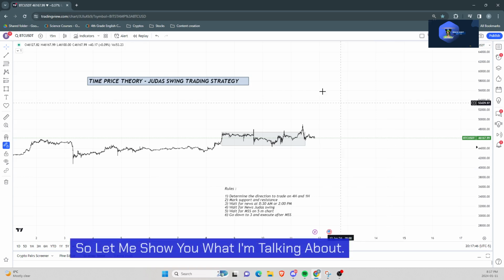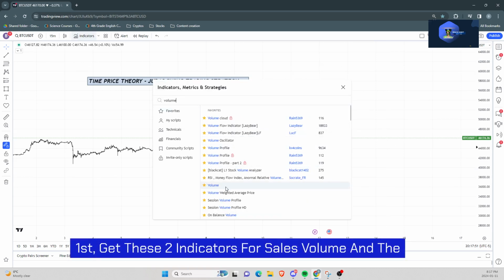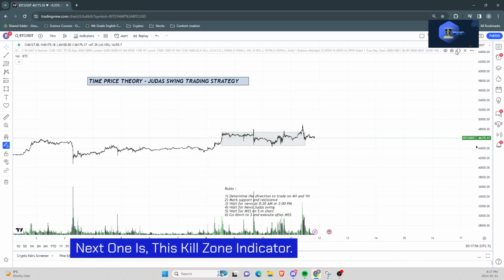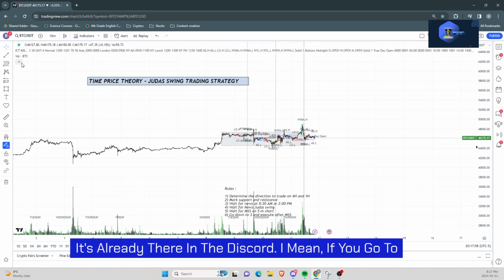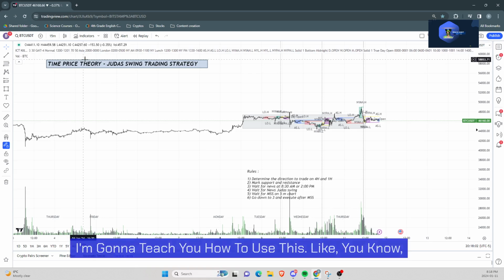All right, so let me show you what I'm talking about. First, get these two indicators. First thing is volume, and the next one is this kill zone indicator. It's already there in the Discord. If you go to the indicator section, I've marked it out. I'm gonna teach you how to use this.